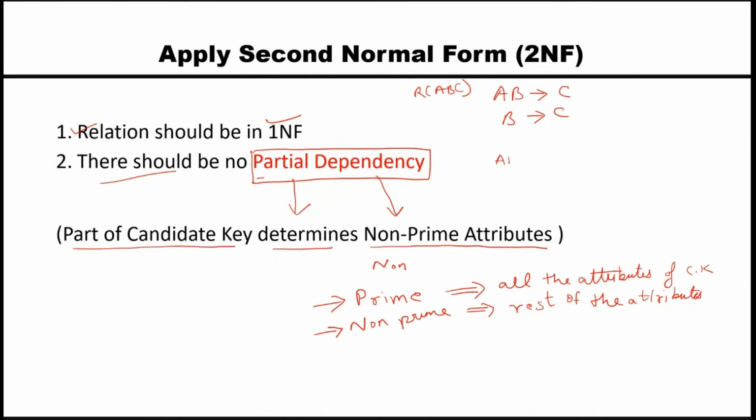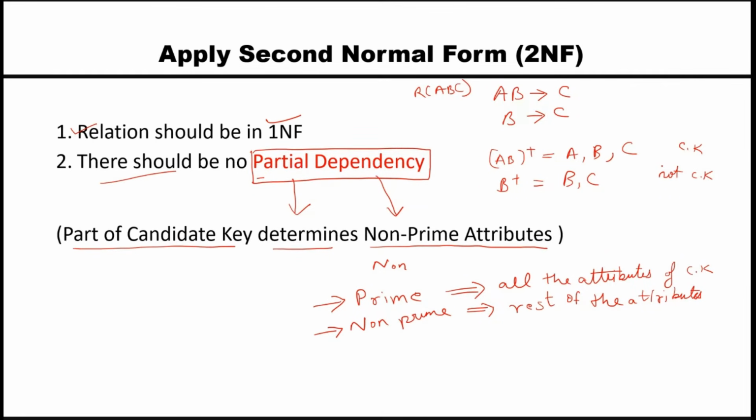So if you go for AB plus, this AB plus is giving you A, B, and because B is determining C, it is giving C also. Now if you go for B plus, it is just giving you B and C. A is missing in that. So this is a candidate key and this is not a candidate key. Only two possibilities were there, and you can try all the other combinations. You will find the same results.